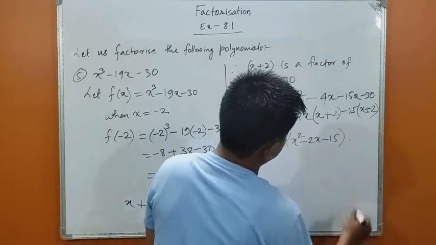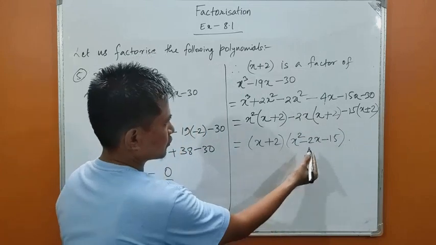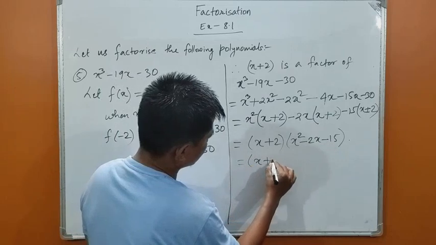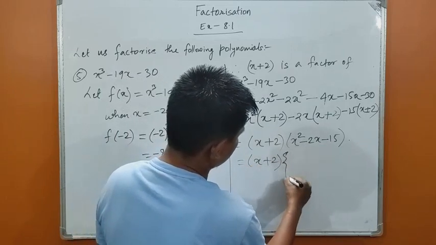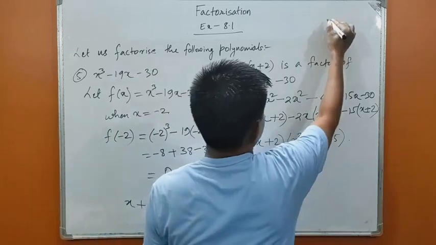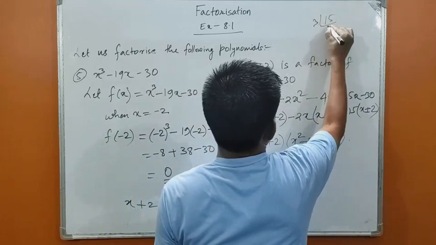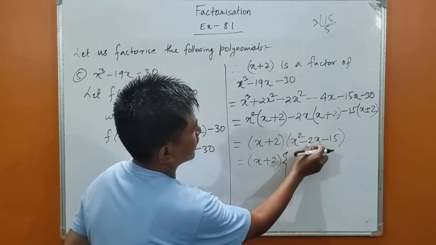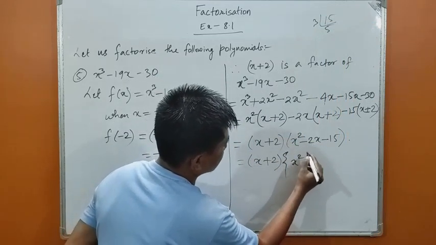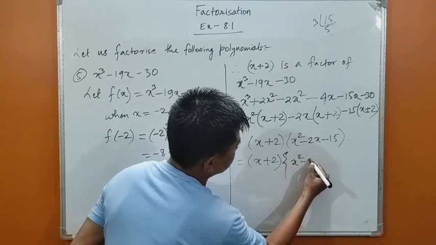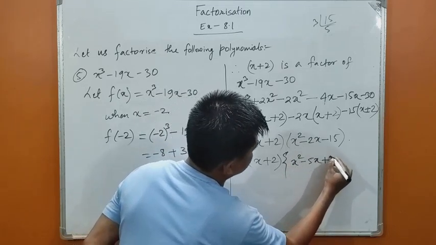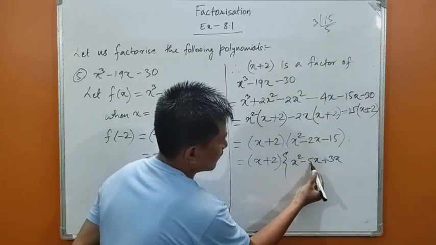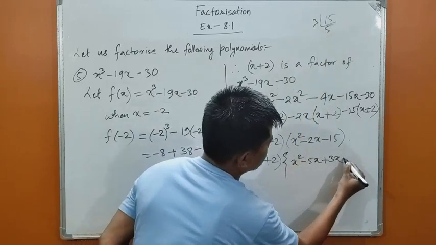Okay, so we can factorize this also. x plus 2, 15 ones are 15, 3 5s are 15, isn't it? So minus 5x plus 3x is minus 2x. So in x square, instead of minus 2x I write minus 5x plus 3x. This 5 and this 3, I am using this 5 and 3. Minus 5x plus 3x is minus 2x, and this is minus 15.